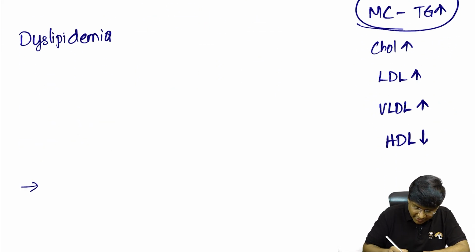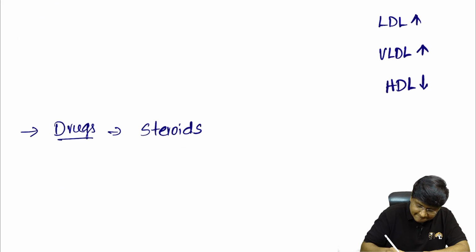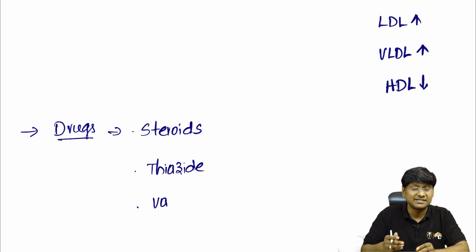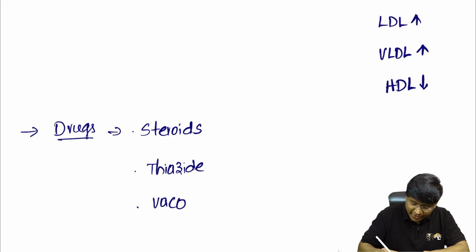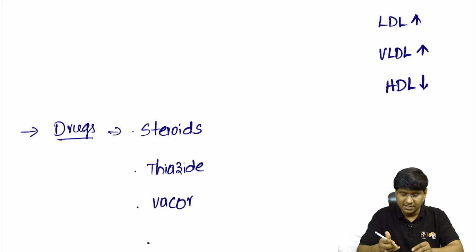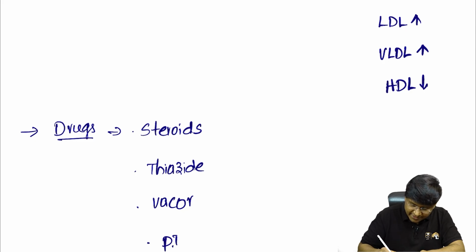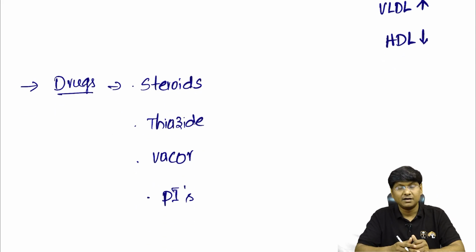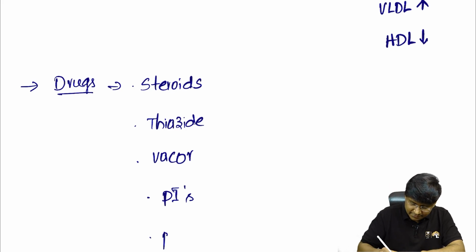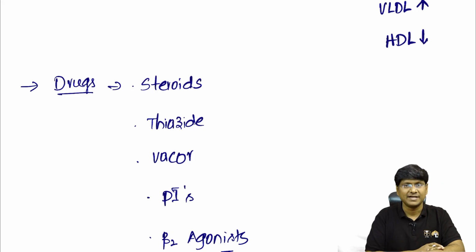Then you take the variants, and next you need to know the drugs that will be causing hyperglycemia. The drugs that will be causing hyperglycemia include steroids, then thiazide group of diuretics, then a rodenticide, that is accidental poisoning with rodenticide. And then protease inhibitors, which are used in the treatment of retroviral infection, then beta 2 agonists, or the beta agonists. These are the drugs that will be causing hyperglycemia.